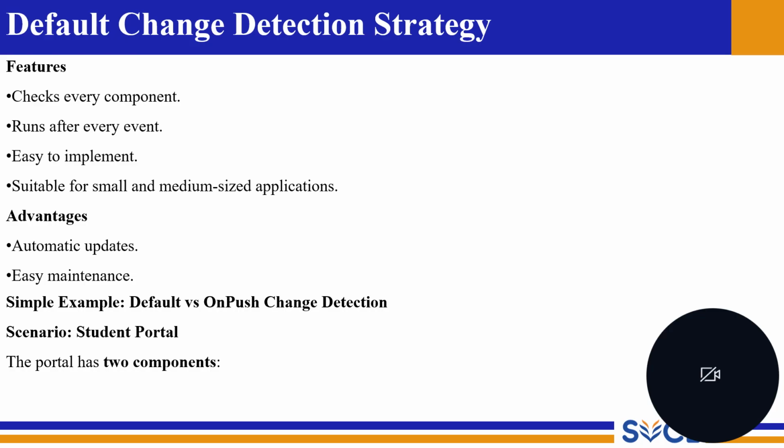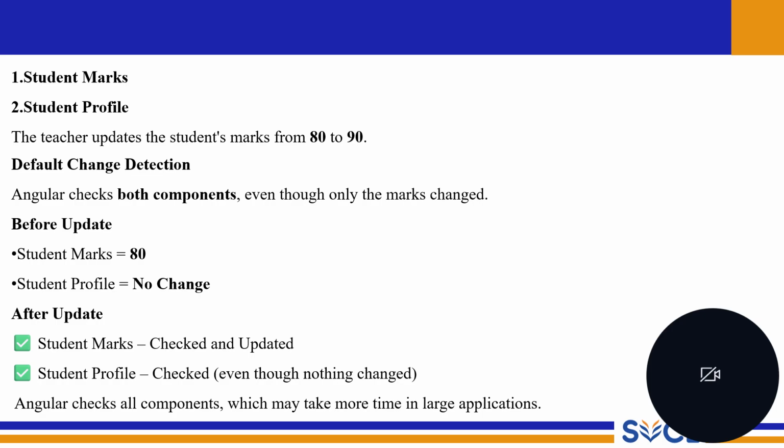So a simple example for default versus OnPush change detection. The scenario is a student portal. The portal has two components, student marks as well as student profile. The teacher updates the student mark from 80 to 90. For the default change detection strategy, Angular checks both components even though only the marks have changed. So before the update, student marks equals 80, student profile is no change. After the update, student marks are checked and updated. Student profile is checked even though nothing has changed. Angular checks all the components, which may take more time in large applications.